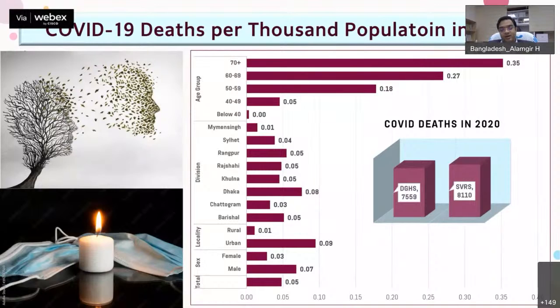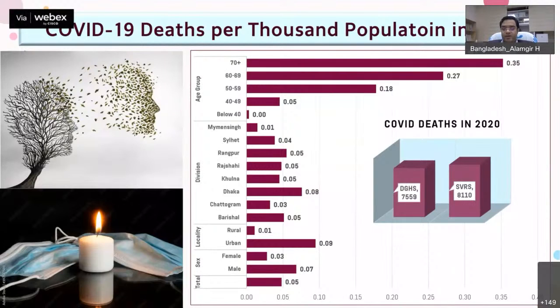We have seen that Dhaka is the leading subnational area where the death rate is very high, and other dimensions have also been seen here. The urban area by locality is leading, and the male population is more exposed to COVID death in terms of sex. And a very interesting statistic here: in 2020, according to the Director General of Health Services, the total death due to COVID was 7,559, and according to our sample vital registration system, we estimated it was 8,110.